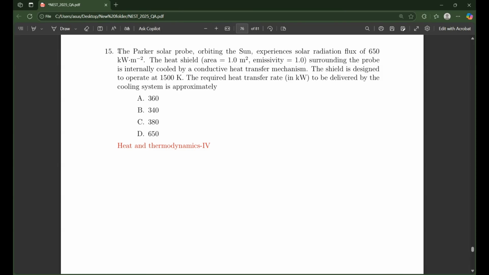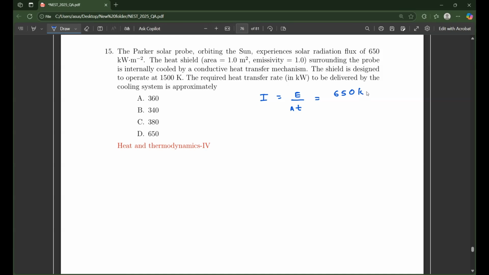Now we are solving question number 15 of NEST 2025 exam. The question says the Parker solar probe orbiting the sun experiences a solar radiation flux of 650 kilowatt per meter square. Solar radiation flux is the intensity of the solar rays incident on the Parker solar probe, that is energy per unit area per unit time. This is given as 650 kilowatt per meter square.